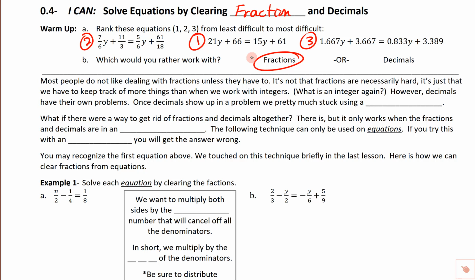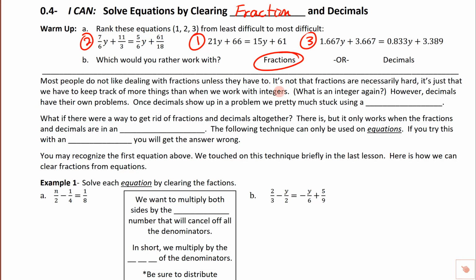Most people don't like working with fractions unless they have to. And it's really not that decimals are that hard. It's just that there's more stuff that we have to do in order to deal with fractions than if we were dealing with integers. So you might want to stop and think, do you remember what an integer is? Well, remember, an integer is a positive and negative whole number including 0. So those are really nice numbers. Those are about as nice as we can possibly get.